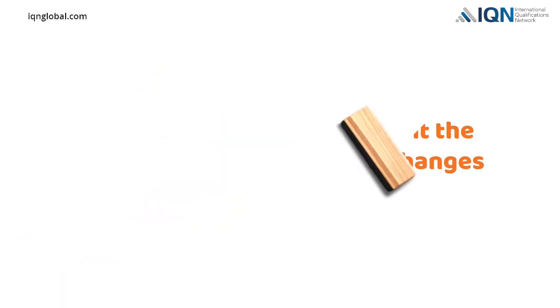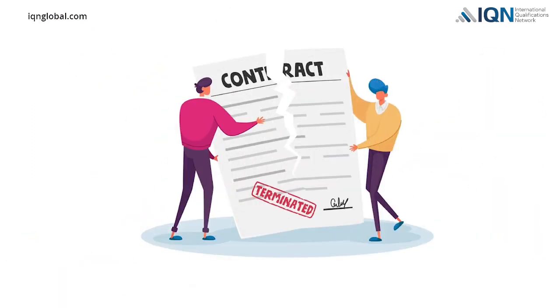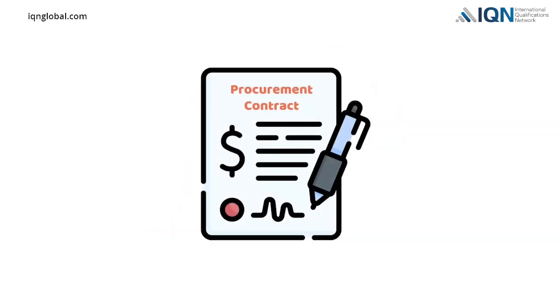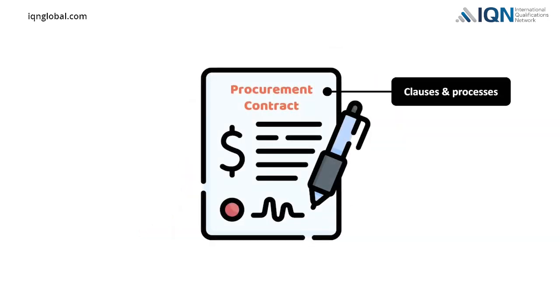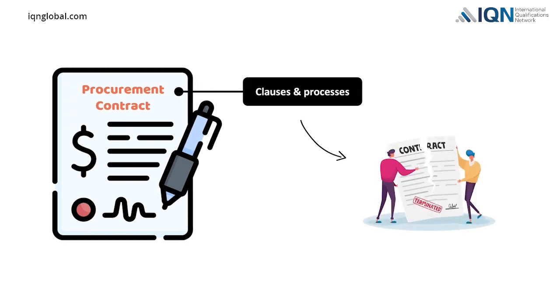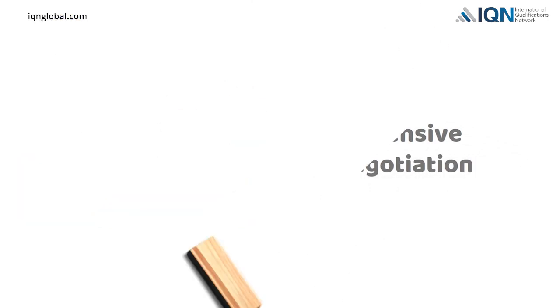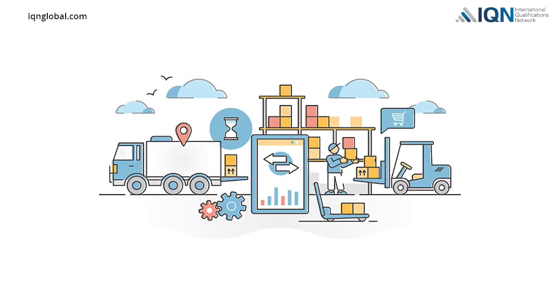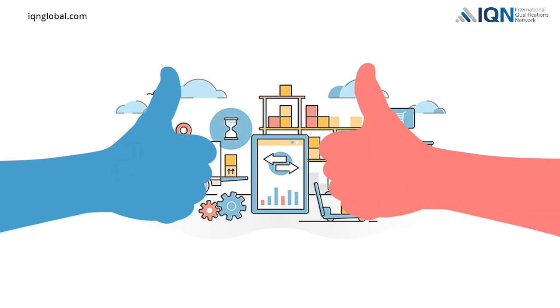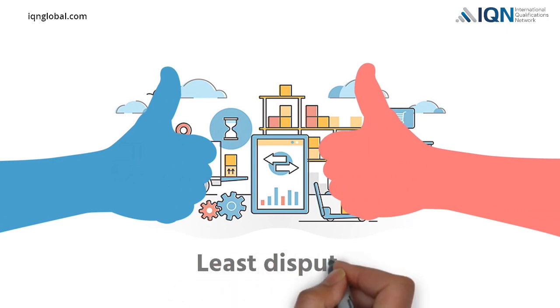Some circumstances may even force premature or early termination of the entire procurement contract. Procurement contracts will have the clauses and processes outlined for such termination. Premature termination may require extensive negotiation because there may be some costs involved. However, if the execution of a procurement contract is progressing well and both parties are broadly happy, then there will be the least disputes regarding costs or payments.